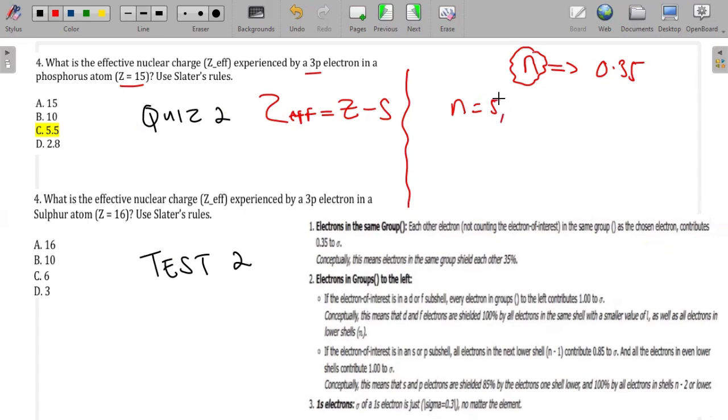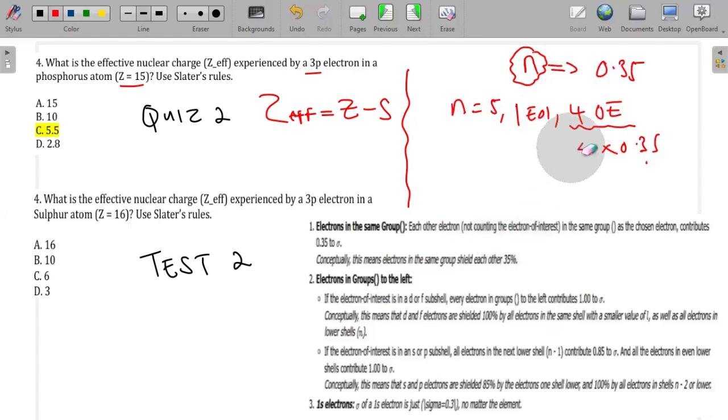Okay, so my electron of interest is one of these 5. So I have one electron of interest, and then I have 4 other electrons, right? Each of these 4 other electrons is going to be contributing 0.35 to the shielding effect. So to find the total shielding effect of these 4 electrons for this one electron of interest, we are going to say 4 multiplied by 0.35.